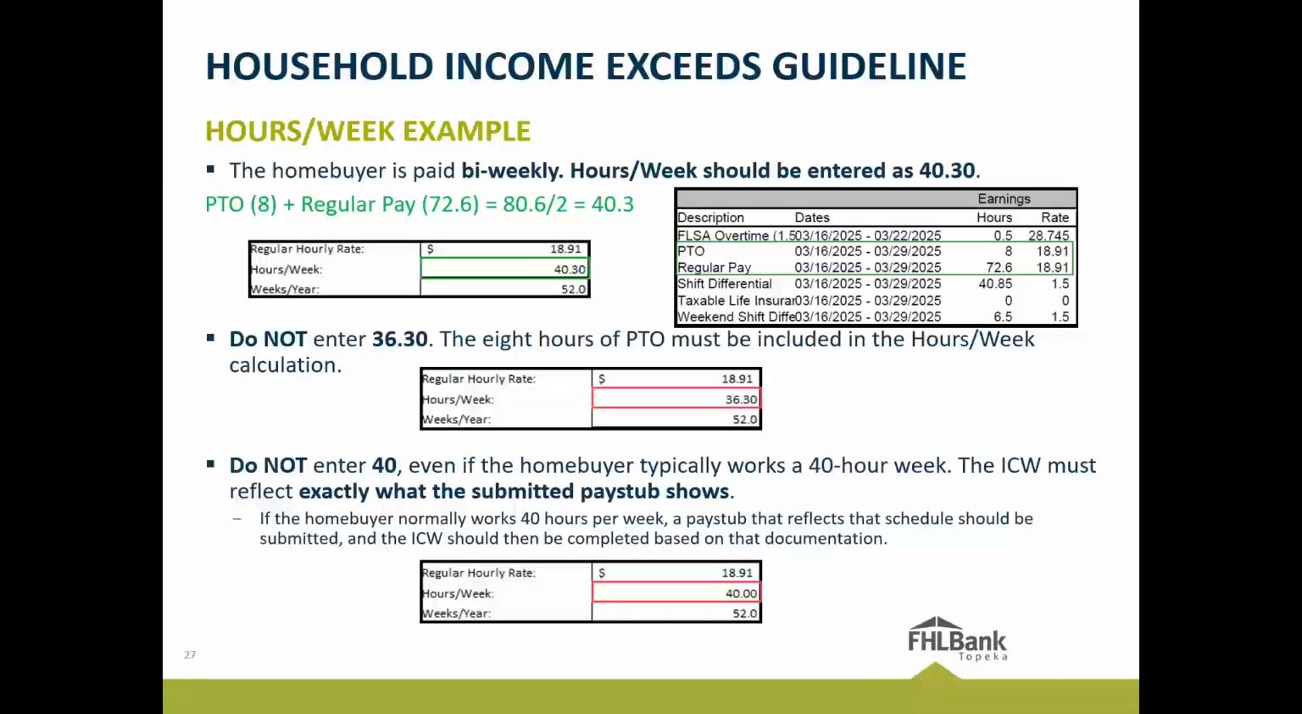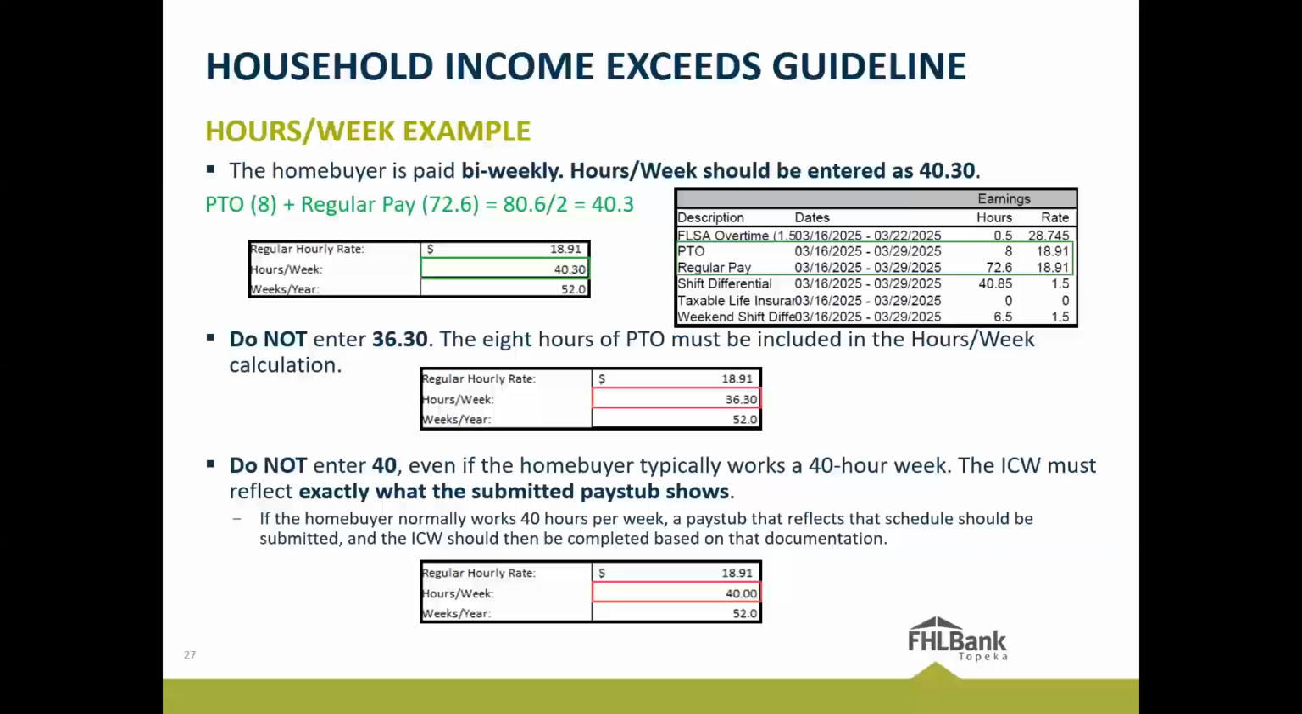Here we have an example. I know it kind of looks like a mess on the screen, but the PTO and regular pay, those are considered regular hours per week. The PTO supplements regular pay. So the total regular hours per week are 80.6. This one happens to be biweekly, so you would divide by 2. So the hours per week should be completed as 40.3.